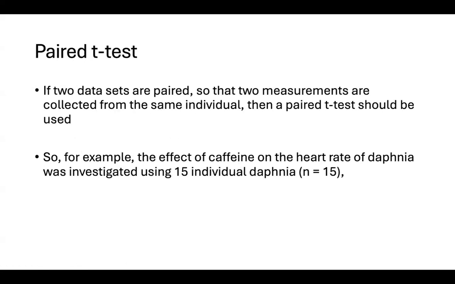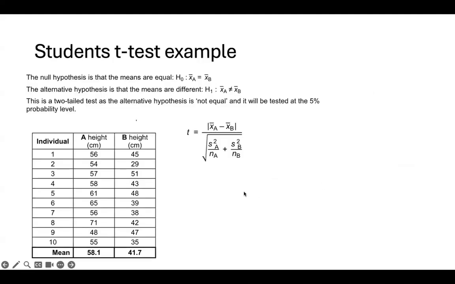Okay, we're gonna have a go at an exam question for the students' t-test quickly. But before that, I'm going to quickly go over your hypotheses. The null hypothesis is going to tell us that the means are equal. The alternative hypothesis means that they are different. You can write null hypothesis, alternative hypothesis, or you can write H0 and H1.